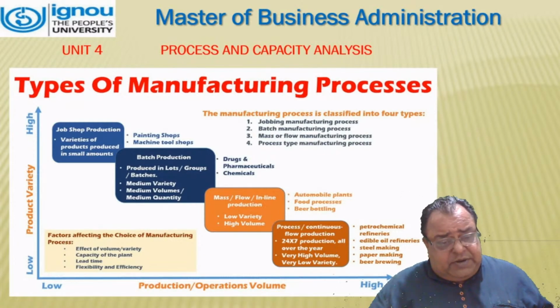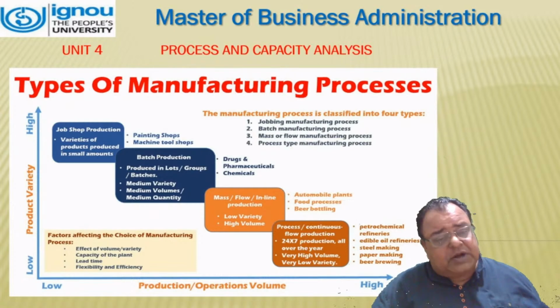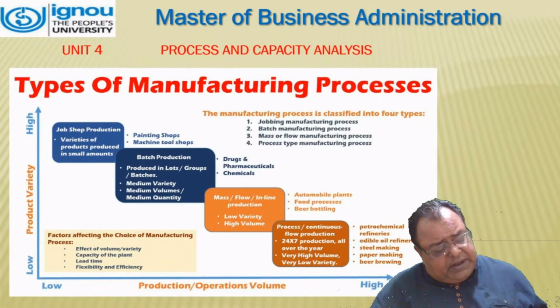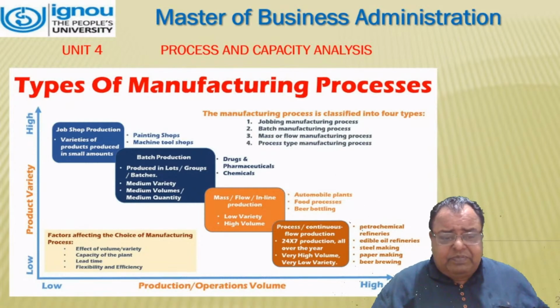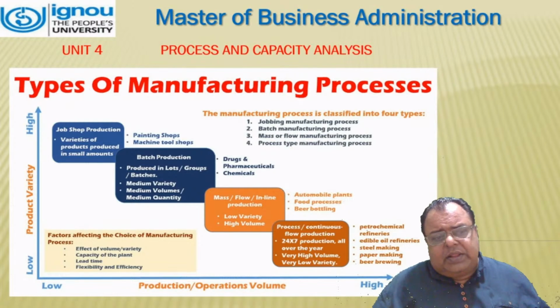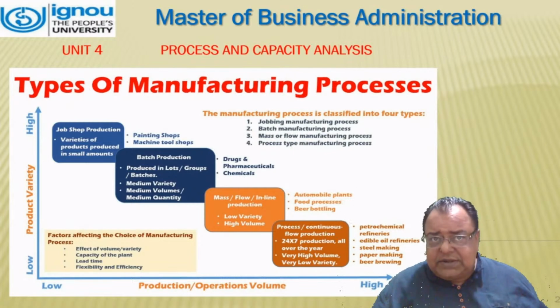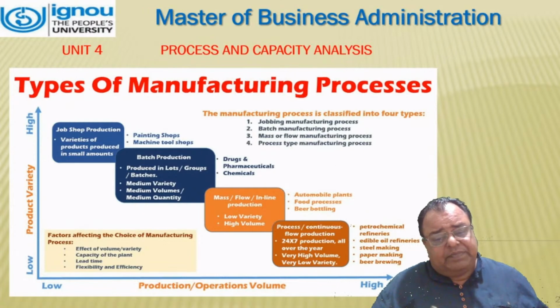Then comes your batch production. That is, the products are produced in lots, groups, or batches. Here, the variety is medium, volume is medium, and quantity is also medium. The best examples we can take are manufacturing of drugs, pharmaceutical companies, chemicals, or we can say manufacturing of breads, biscuits.